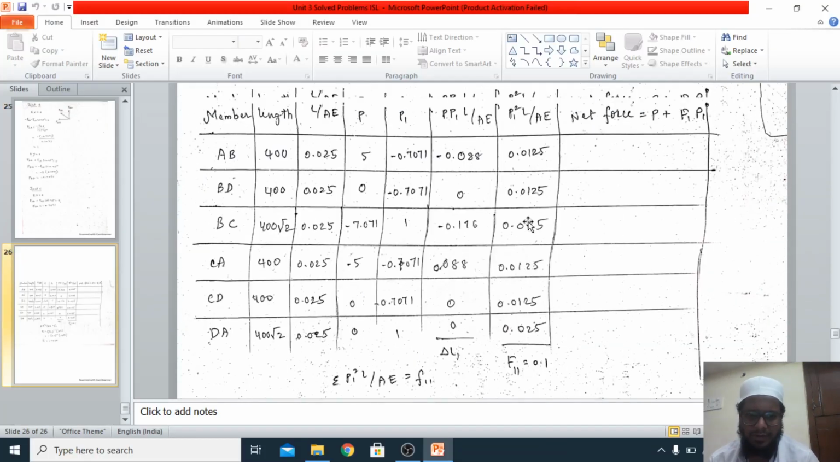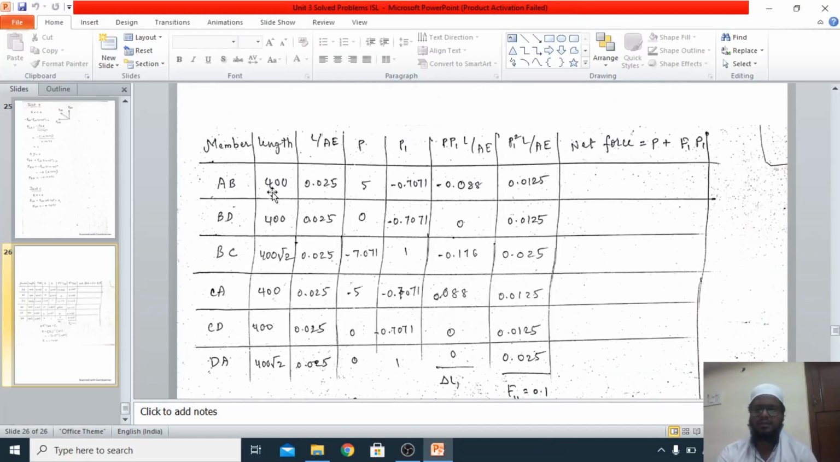we'll try to zoom it here. So again, for a pin jointed frame, the table is something like this, that is member, length, L by AE, P and P1, P1 L by AE, P1 square L by AE, net force. So what we do here is AB, length of member, we are taking in mm. Okay, we are taking all the values in mm. AB, BD, BC, CA and CD, DA, all these members, whatever members you can see here, we are taking that. Then all the lengths are 400 mm.